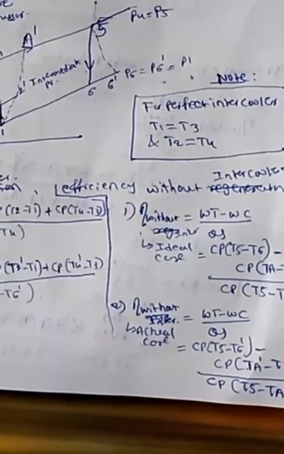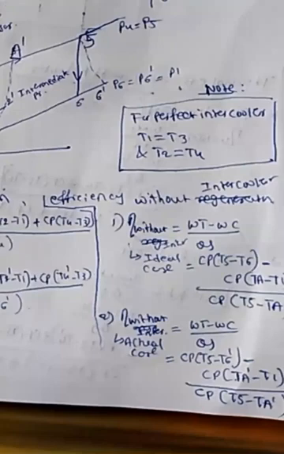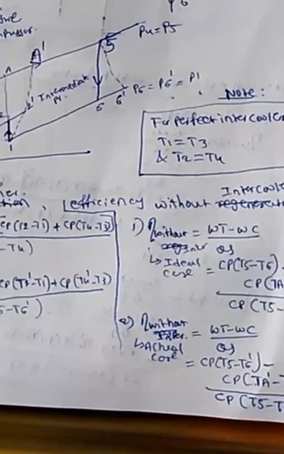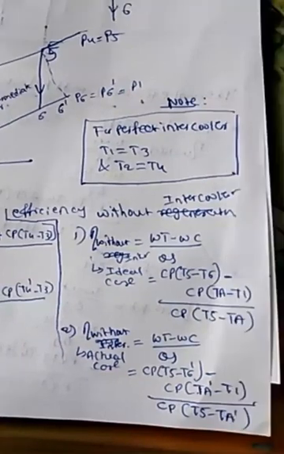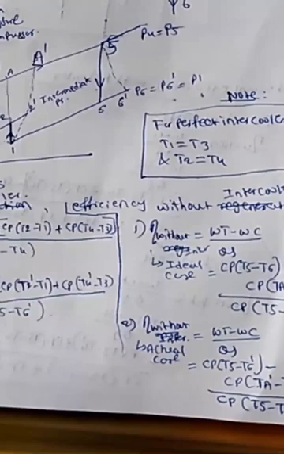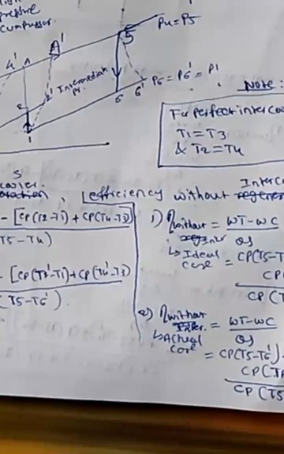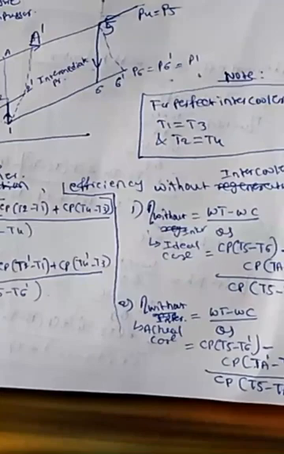Now the ideal case. The turbine work here is cp (t5 minus t6), minus only one compressor work, cp into (t2 minus t1), and the whole is divided by the heat supply. What is the heat supply here? In this cycle, as I have shown, it is cp (t5 minus t2).